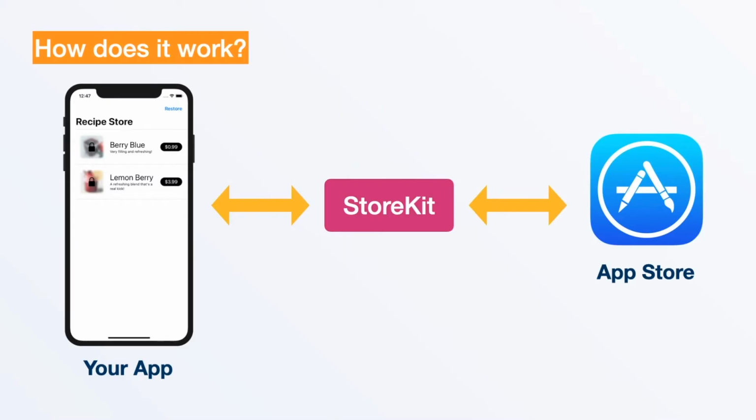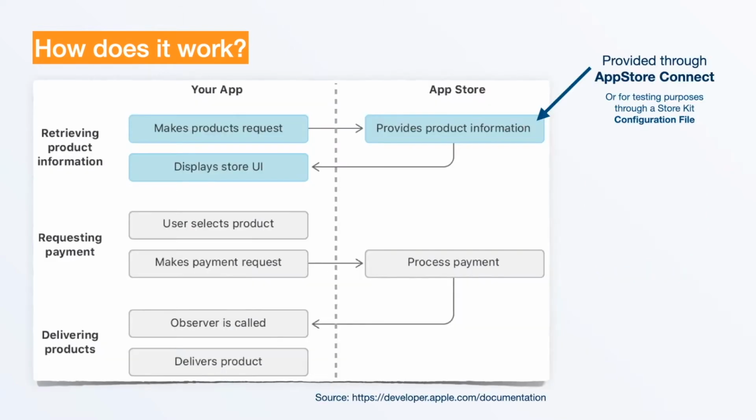So let's talk about how the whole thing works. Now, to give you a rough idea of what's happening, here on the left you have your app and on the right you have the App Store. And the communication between your app and the App Store happens through the StoreKit framework. So let's have a closer look into how this really works.